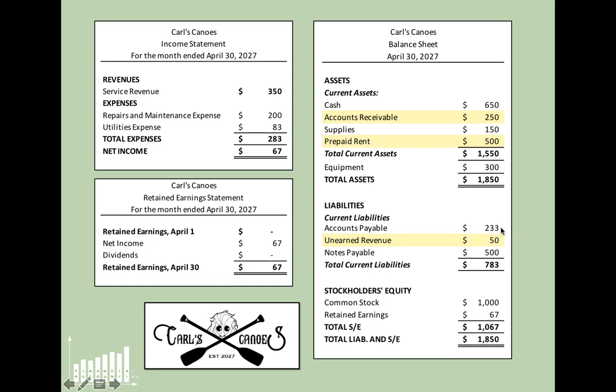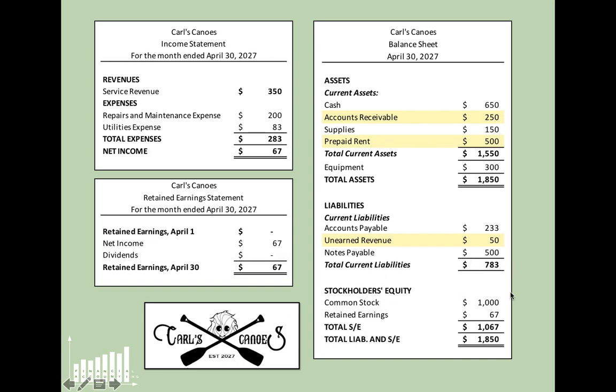Liabilities, we have $233 in accounts payable, unearned revenue of $50, notes payable of $500, so we have $783 in current liabilities. Again, remember, unearned revenue is a liability account. It is not a revenue account, so it's here, right, on our balance sheet. We don't have any long-term liabilities, so we can simply leave it with total current liabilities there.